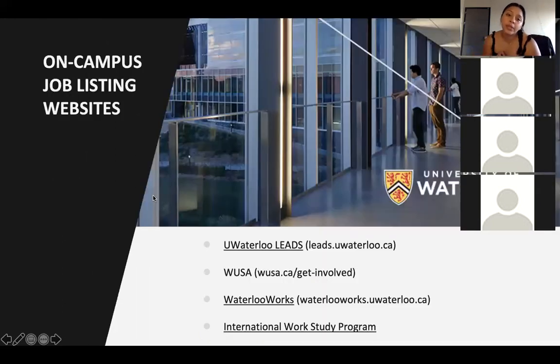So, on-campus job listing websites: the main ones are Waterloo Leads, which is a website by the University of Waterloo meant for job listings. You will find all the jobs on campus there. We also have WUSA, which is our student government organization, and on their website they also have different ways to get involved. These include part-time job opportunities and volunteering opportunities.